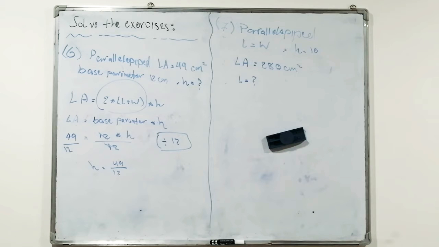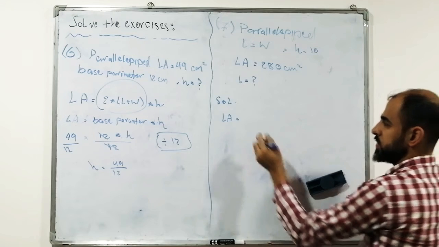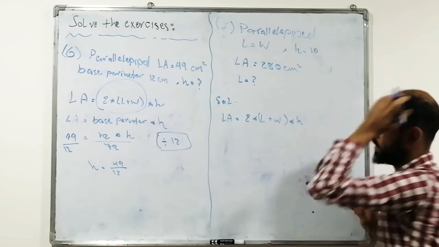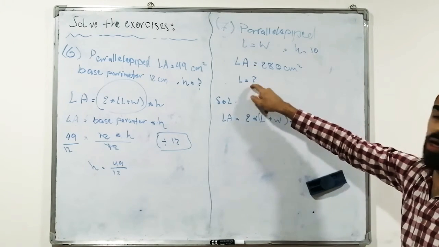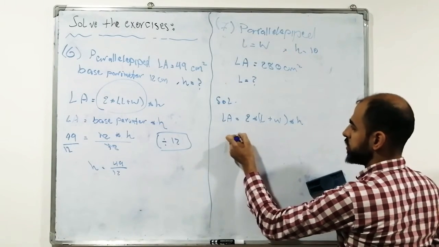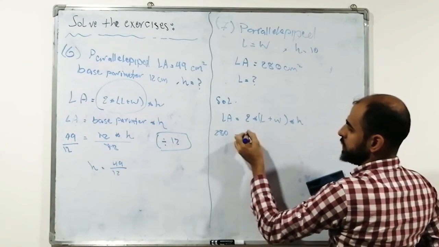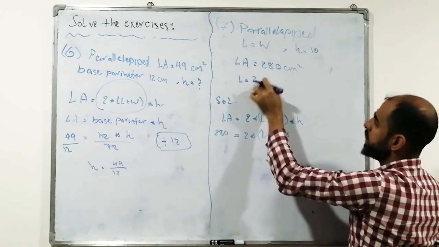Since we have a lateral area of a parallelepiped, we will use the law of lateral area of a parallelepiped. The lateral area equals 2 multiplying by (length plus width) multiplying by height. Here we don't have to find the lateral area because it's given in the question. We have to find the edge length of the base. Since the parallelepiped has a square base, the length and width are equal. So the substitution will be: the lateral area is 280, equals 2 multiplying by (length plus length, because length equals width) multiplying by the height, which is 10.